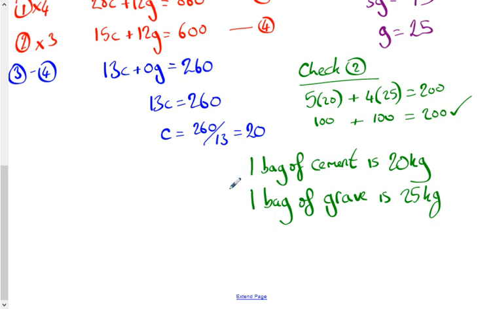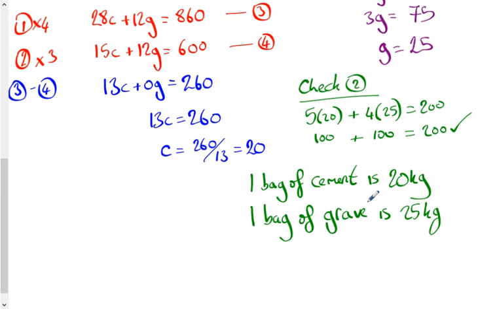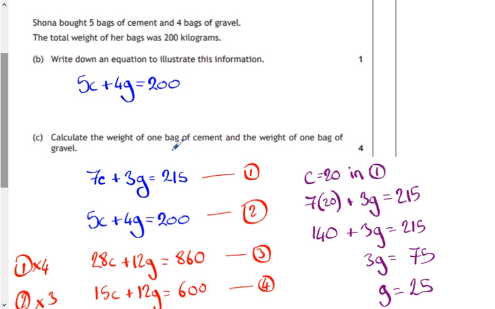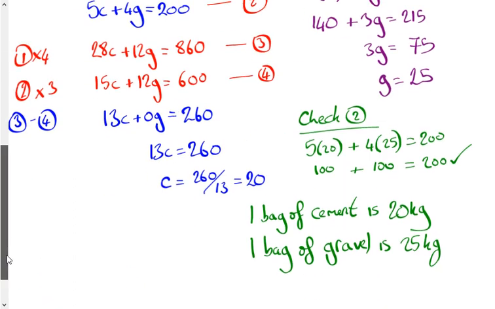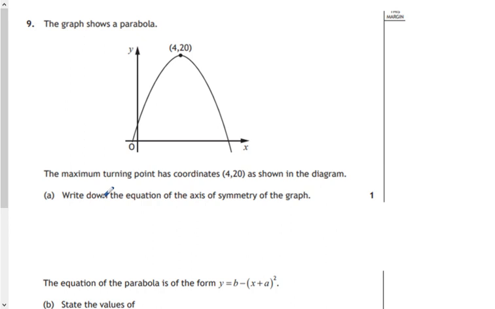You need to state what the weight of a bag of cement is and what the weight of a bag of gravel is. Gravel has an L, because the question asked 1 bag of cement, 1 bag of gravel. Okay? Moving on. Question 9, the graph shows a parabola.